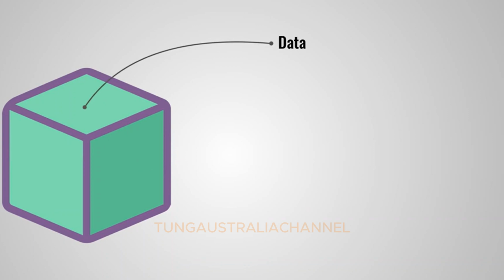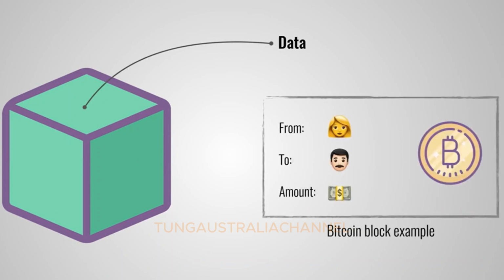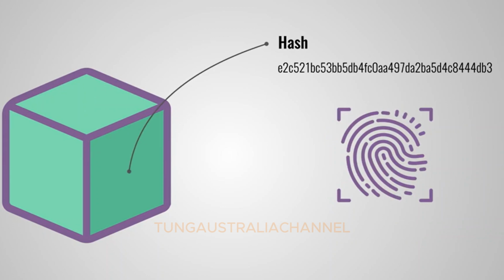The Bitcoin blockchain, for example, stores the details about a transaction in here, such as the sender, receiver, and amount of coins. A block also has a hash. You can compare a hash to a fingerprint. It identifies a block and all of its contents, and it's always unique, just as a fingerprint.